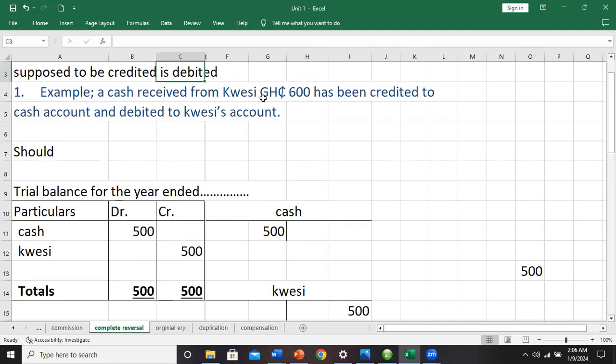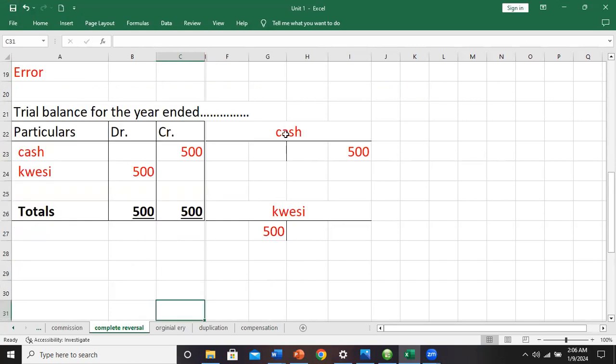Cash received from Kwesi has been credited to who? Cash and debited to Kwesi. So this is what the bookkeeper did. He has credited cash and debited Kwesi. He has reversed the entries. But when you look at the trial balance, it will balance because you would have cash credit of 500 and Kwesi debit of 500. If you want to correct it, look at it.